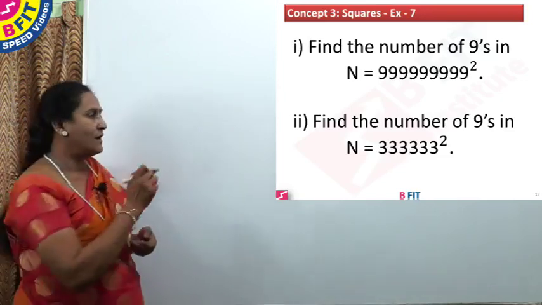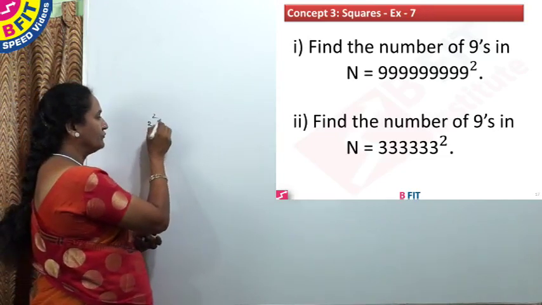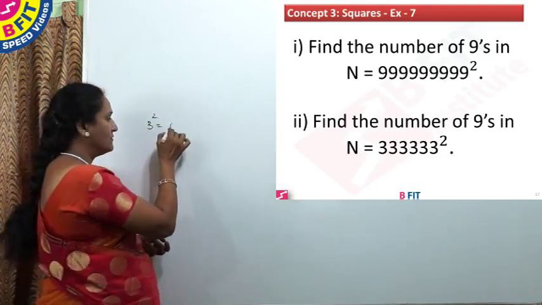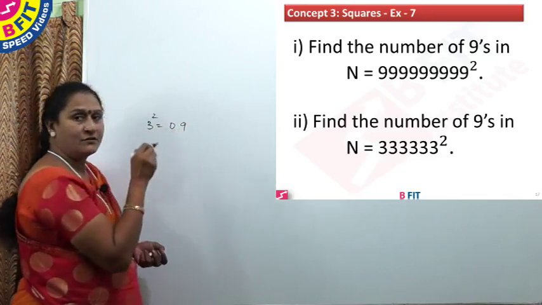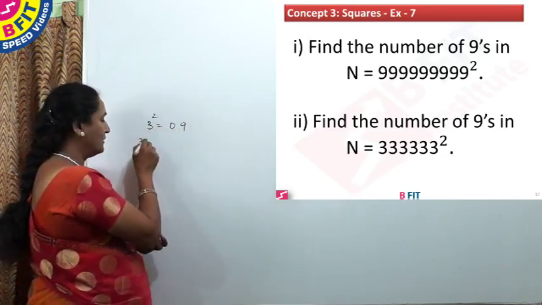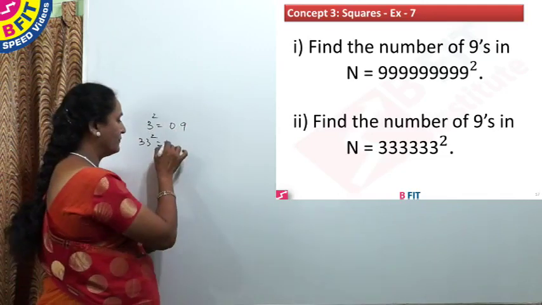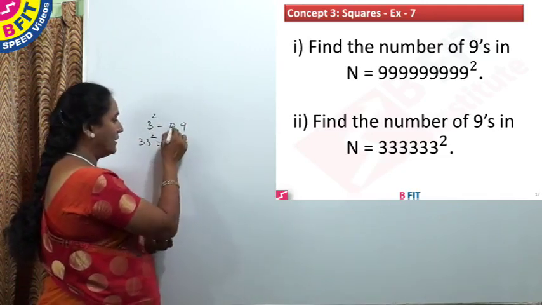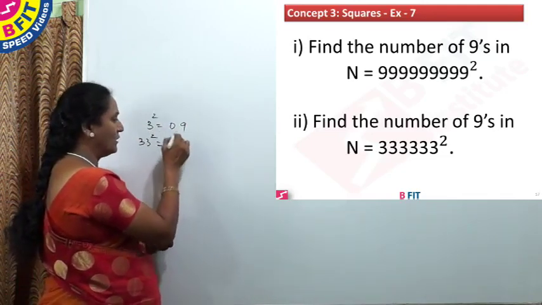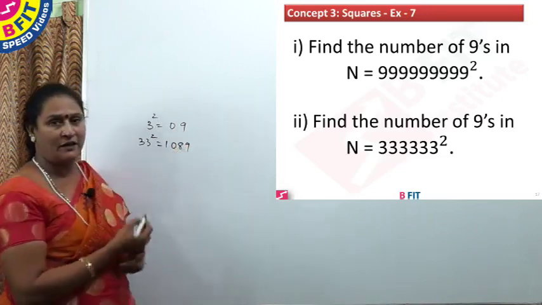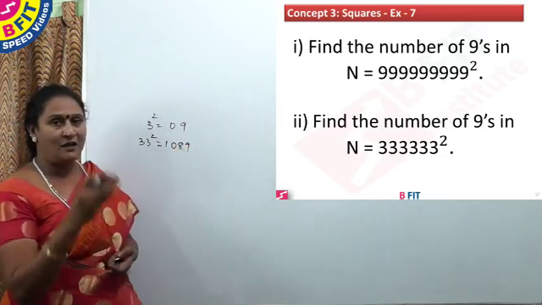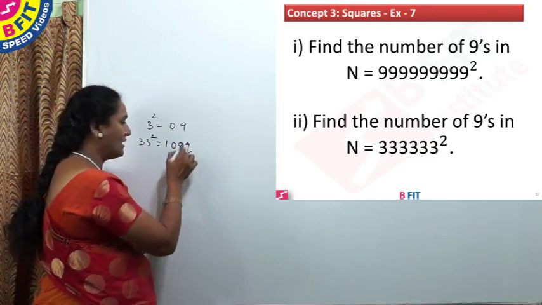So when you squared 3, what was the answer? 09. According to the pattern, writing 1 more than 0 and writing 1 less than 9, we get 1089. So when you square any number of 3s, you will have only one 9.